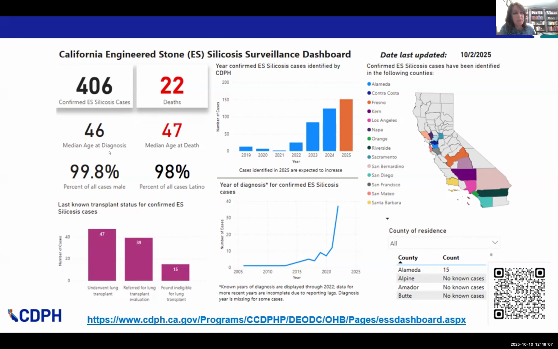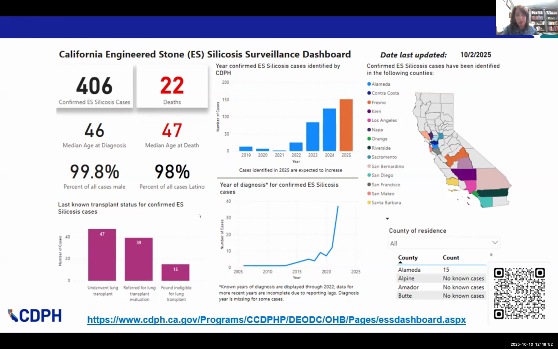Those ages are important because silicosis typically, when we see it in other industries, is a disease that happens at the end of someone's career after many decades of exposure. So to see a median age in the 40s, meaning that there are cases as young as, I think the youngest we have is 27, and there are many in their 30s and 40s. This really is rapidly progressive disease for a scarring lung disease. You can see that nearly all of the cases have occurred in men, and most also in Latinos.